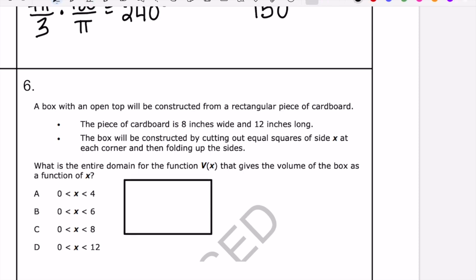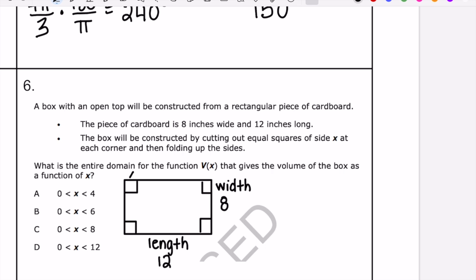Well, it says that the piece of cardboard is 8 inches wide. So 8 inches wide, this is the width. And this is the length. And it says that this one is 12 inches long. Now, in order to construct the box, they're going to cut out equal squares out of each corner. And the reason they're going to cut it out is they can fold those pieces in and make a box, like a lid to a box. So they're going to cut those sections out, and they're going to be square-like.